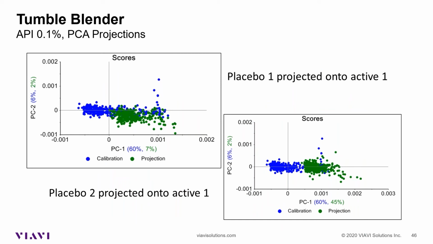The final demonstration is this one, where we projected the placebo. You see in blue is the calibration, so the active one, the variation on the active one, and in green is the projection of the placebo on the active one, the placebo 2 on the active one in the second case. You see that the two groups are separated. There is just a minimal overlap. And this is, again, the clear demonstration that you can monitor such a low concentration.